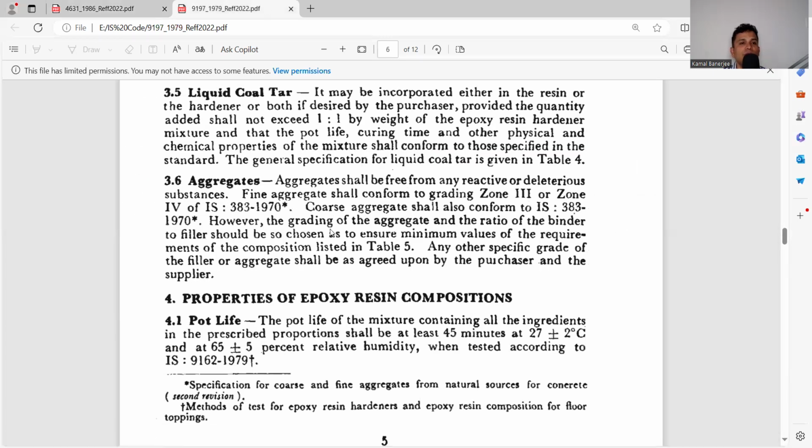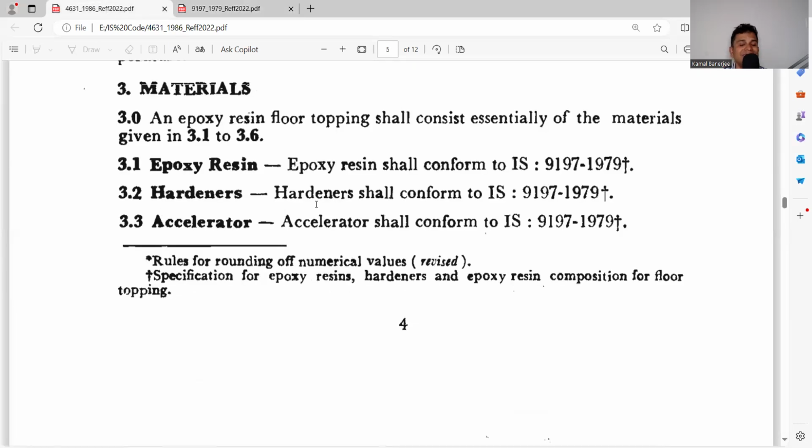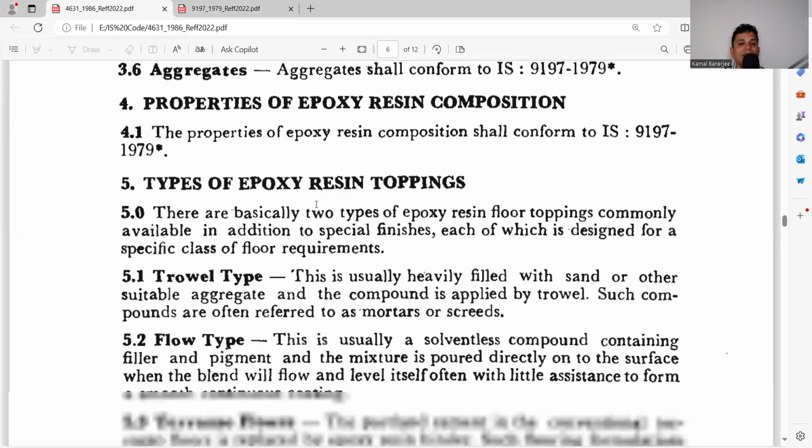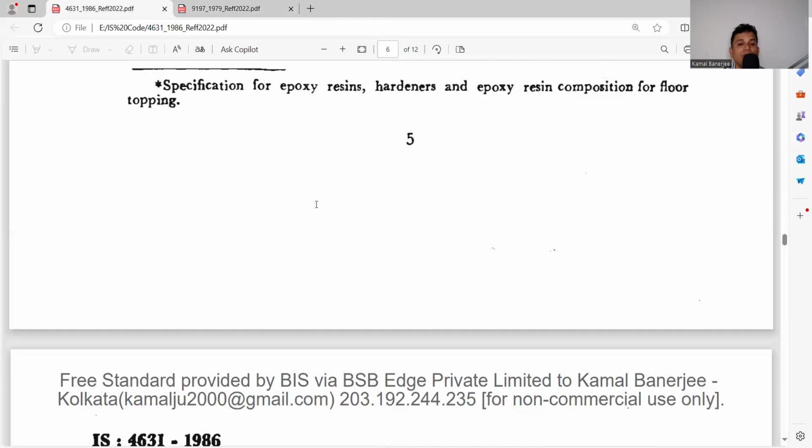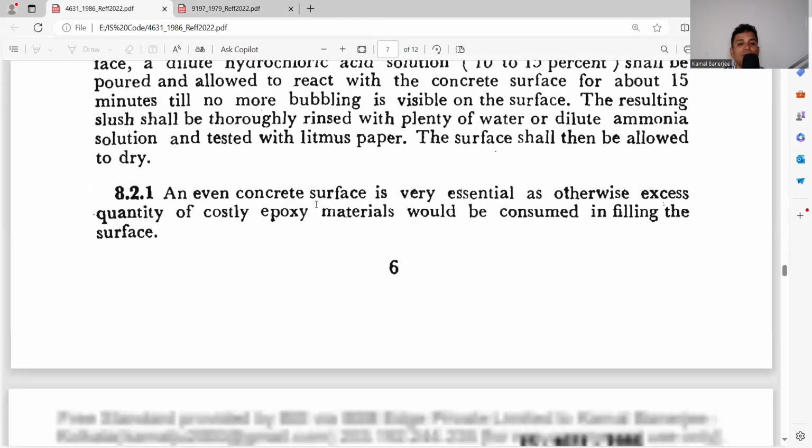Here it is in 9197, given the pot life. The pot life of the mixture containing the ingredients in the prescribed proportion shall be at least 45 minutes at 27 plus or minus 2 degrees centigrade and 65 plus or minus at, adhering to 9162. So pot life is 45 minutes. So we need to finish mixing and laying within the 45 minutes, so that we need to ensure whenever we are doing any epoxy flooring.